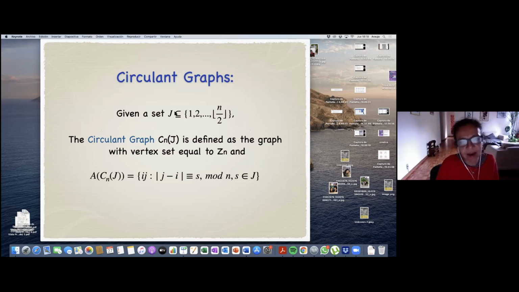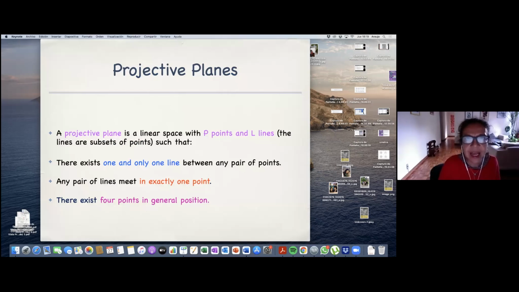Okay, and here the circulant graph is exactly the same. I am defining the circulant graph, that is the previous definition, but now I want to give you the tools that I will use. I used to work with this kind of tools because I work a lot with finite geometry, especially with projective planes. And let me recall to you that a projective plane is a set of points and lines that satisfies three properties.